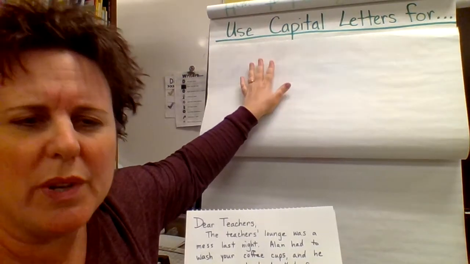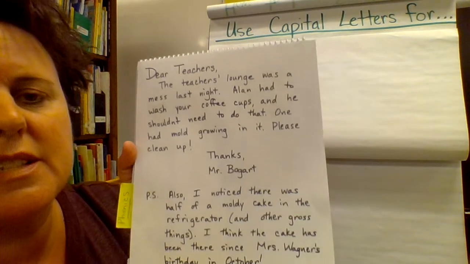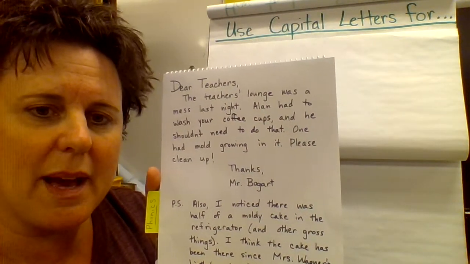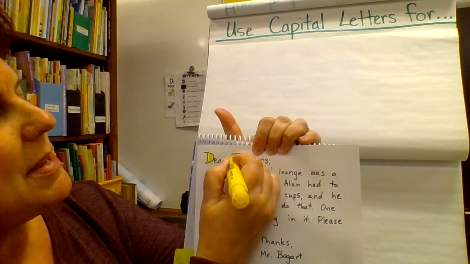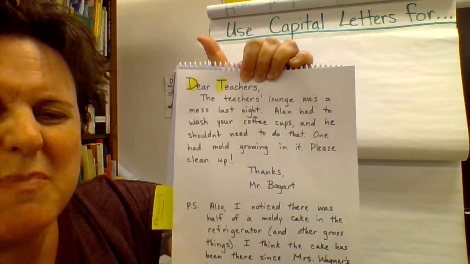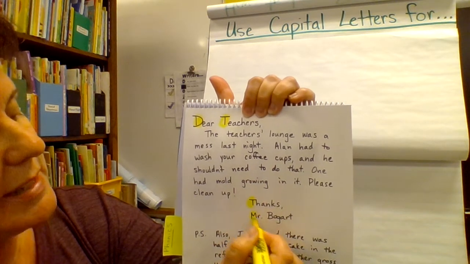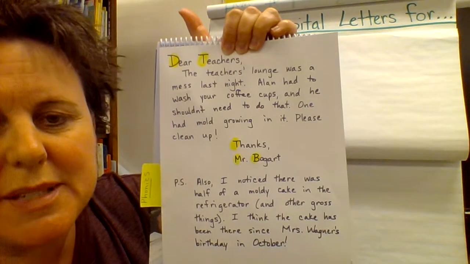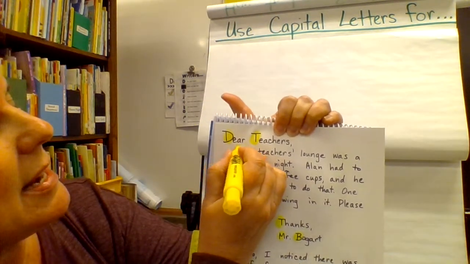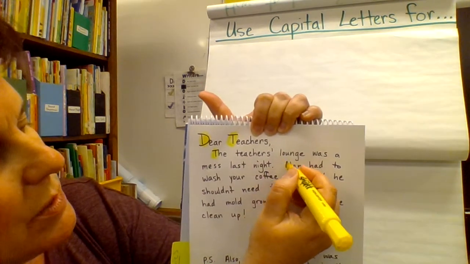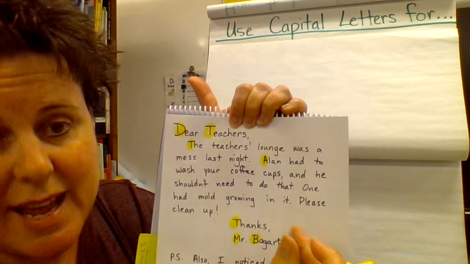So if I am looking, I'm going to change my chart here. I want us to look really closely today for capital letters and how to use those. And if we use Mr. Bogart's letter, I'm going to highlight some capital letters. So I am noticing capital letters here at the beginning. Dear teachers, the beginning of his letter. And I notice it here at the end of his letter and his name. We know that names get capital letters. Now, I just heard somebody say the beginning of a sentence. Oh, here's one. Alan, beginning of a sentence, but that's also a what? Alan is a name. Okay.